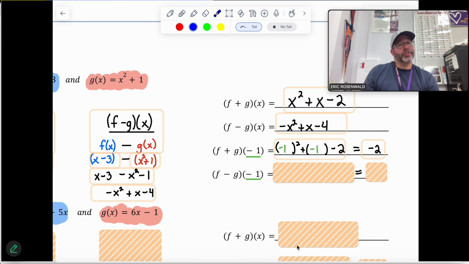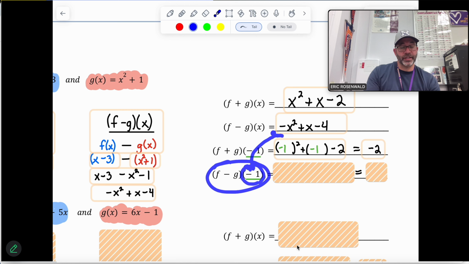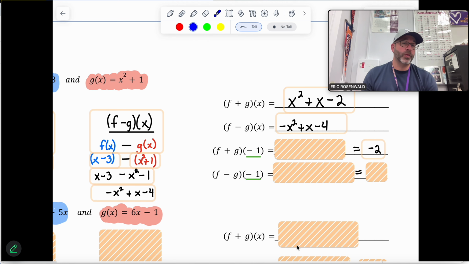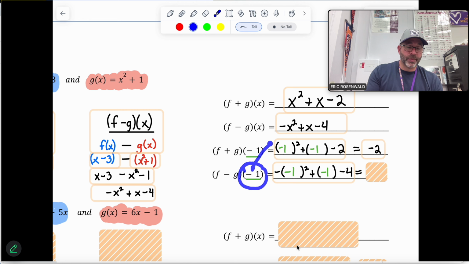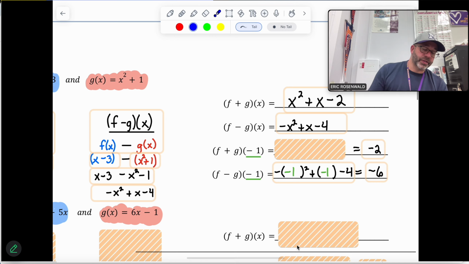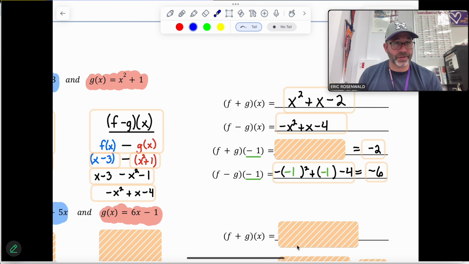Okay? Same thing with the f minus g of negative 1. We're going to replace the x with a negative 1, but we're going to do it right here in the second equation. Now this one you've got to be very careful with. You have a negative already in the front. And so that negative is still going to be part of the problem. So when you do your substitution, put in the negative in the front, and in place of the x that we have up here, we're going to replace this x and then the other x with the negative 1. Put this in our calculator, we simplify, we end up with a negative 6. Okay?